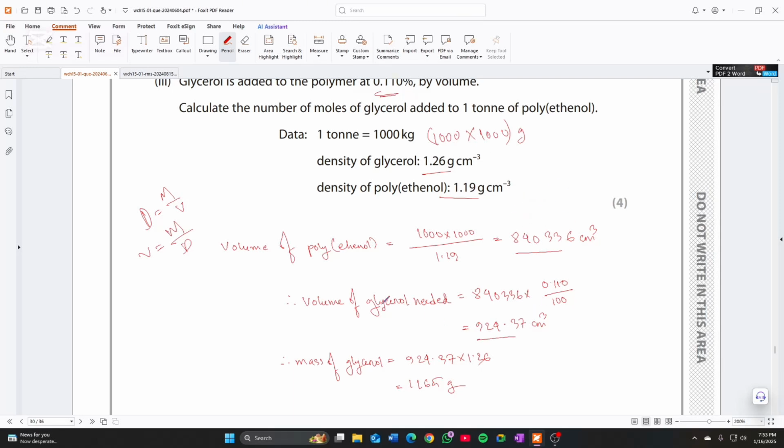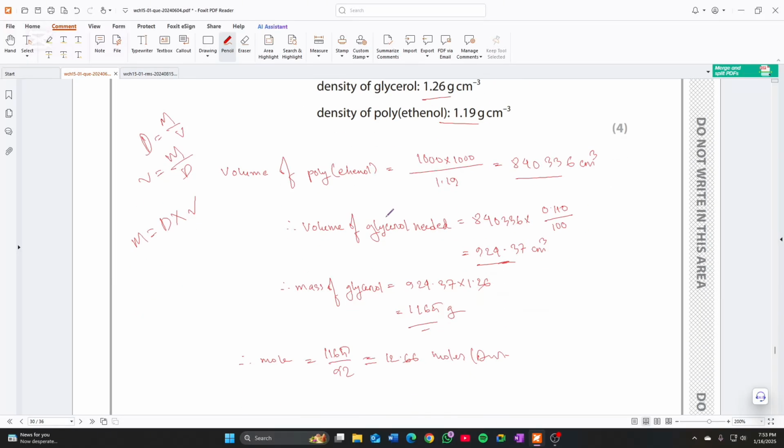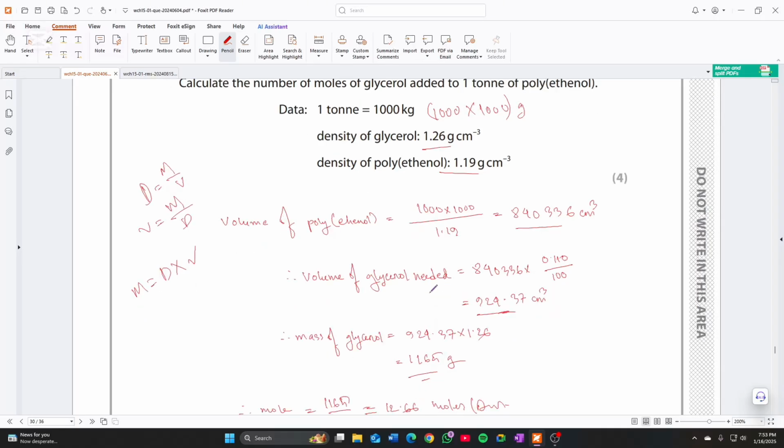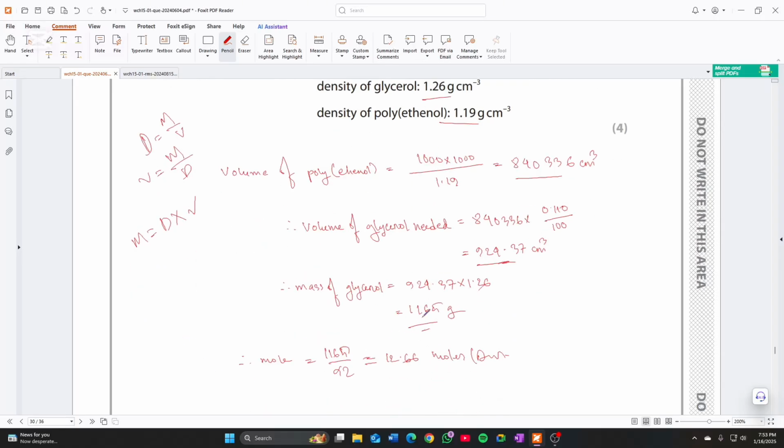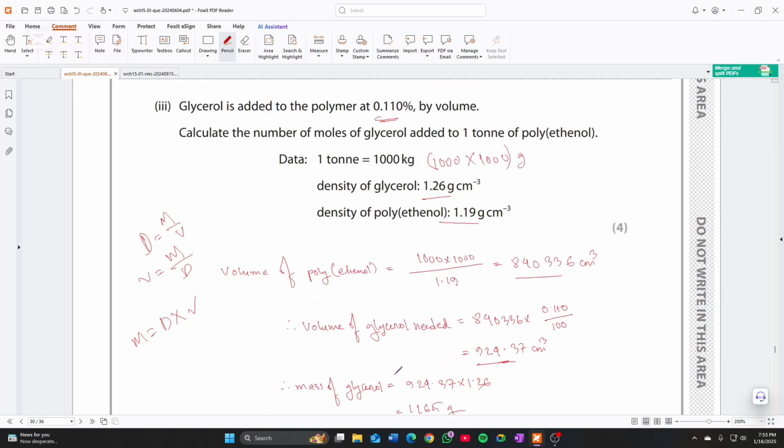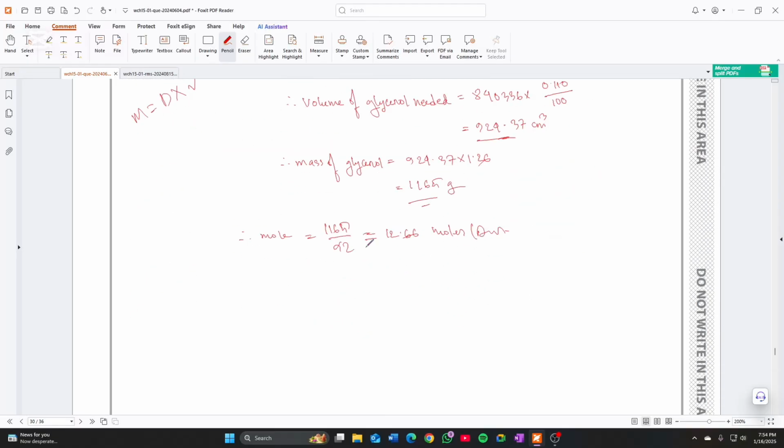So we found the volume of glycerol, and from here we can find out the mass of glycerol. Mass would be density times volume. We know the volume, we know the density. So this is the mass of glycerol. And from here, since we have the mass, we can find the mole. Mole equals mass divided by Mr. The Mr of glycerol is 92. So we have 12.66 moles of glycerol.